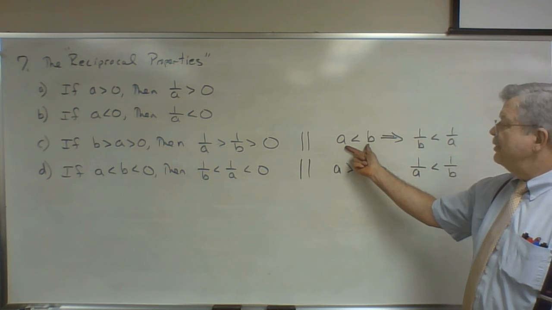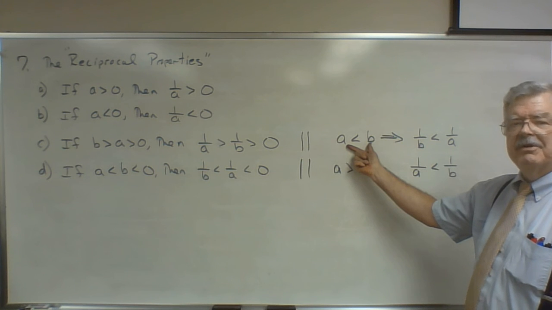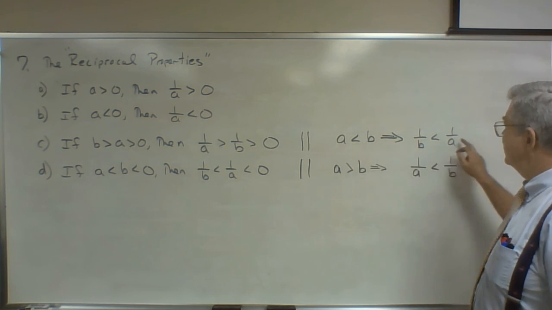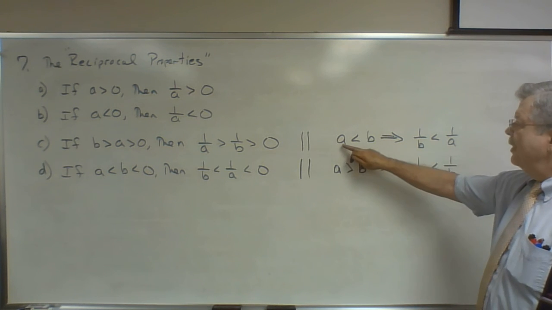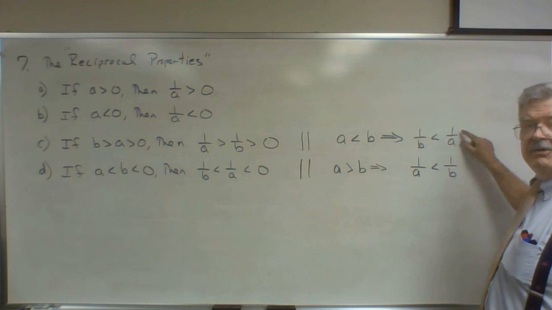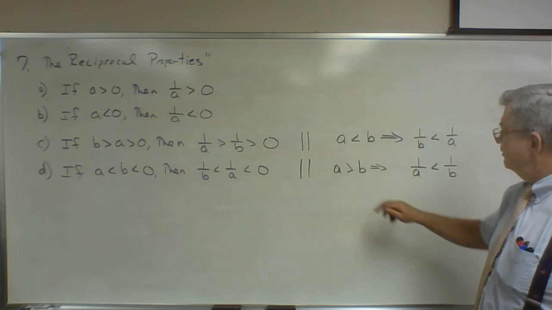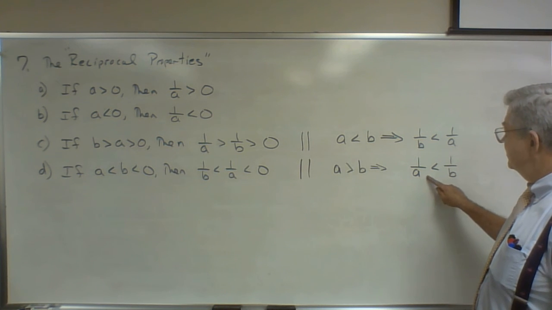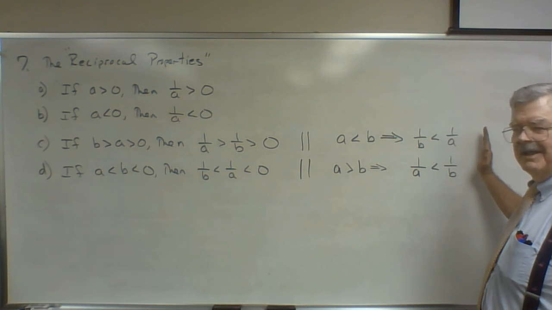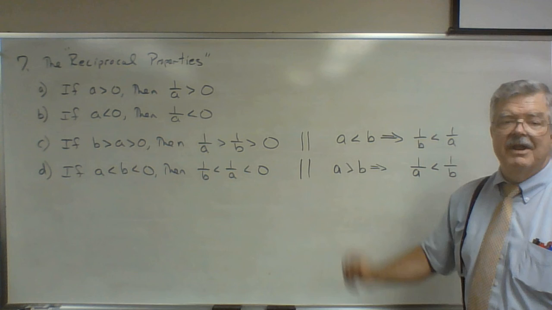If we have an inequality and we take the reciprocals, the number that was the lesser, its reciprocal becomes the larger of the two reciprocals. The number that was the larger, its reciprocal becomes the lesser of the two reciprocals. I kind of like that better. If you like the book's version, go ahead, it's not incorrect.